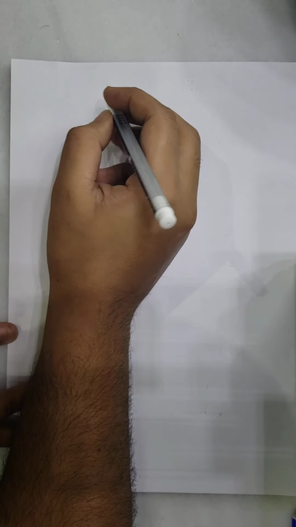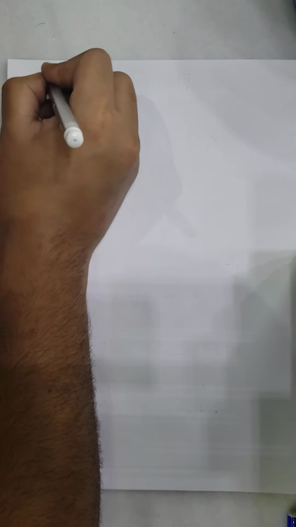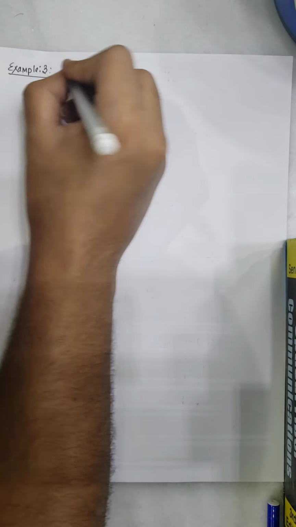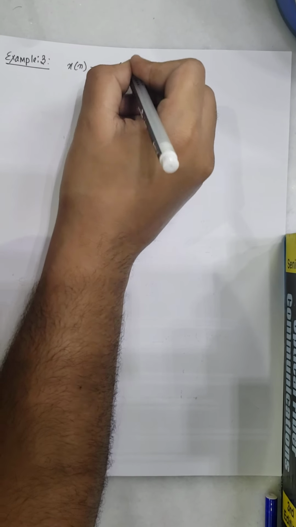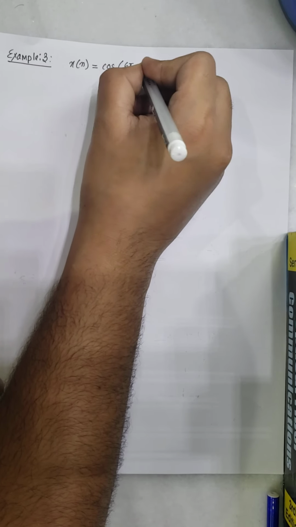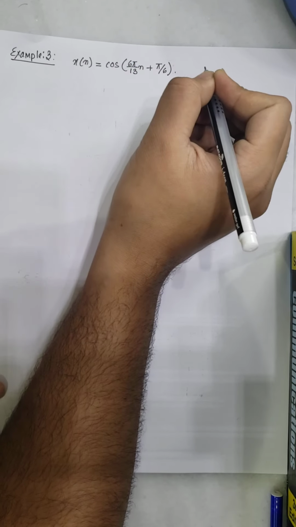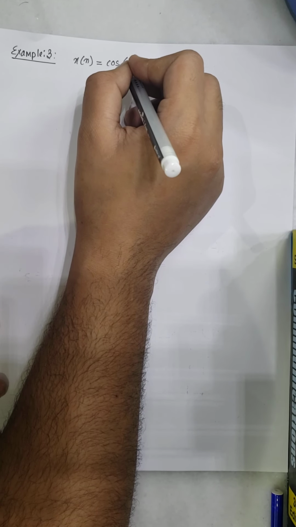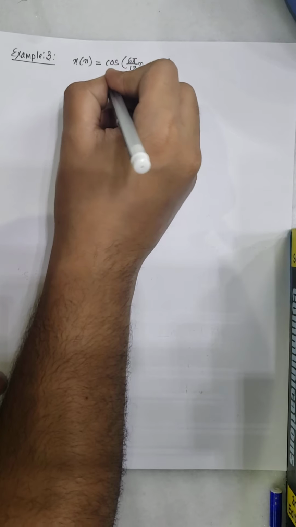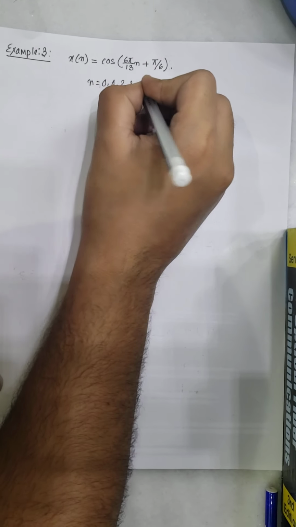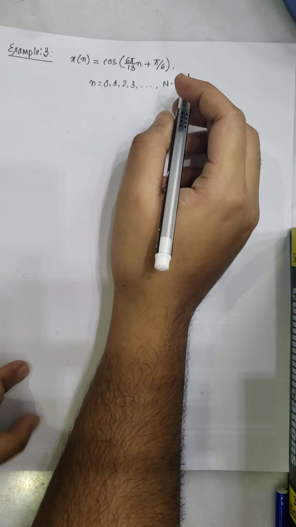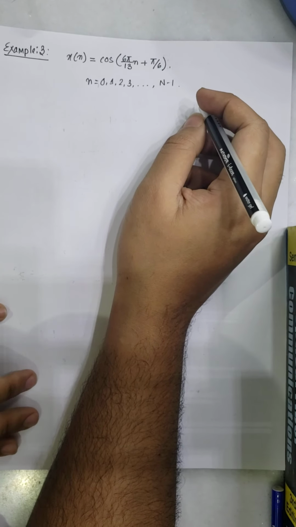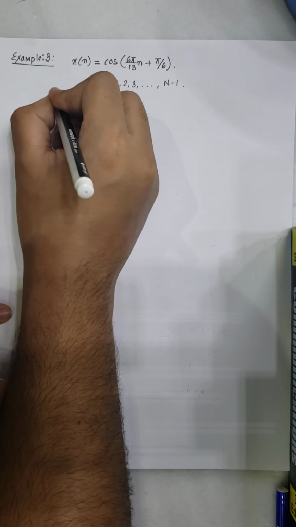Okay, ladies and gentlemen, in the next problem, here we have a periodic signal x of n, which is equal to cosine of 6 pi over 13 n plus pi over 6, which is a discrete time periodic signal, and n goes from 0, 1, 2, 3, and consequently up to N minus 1.